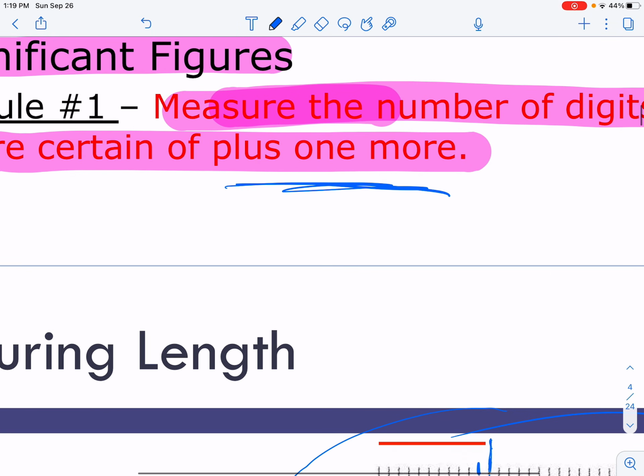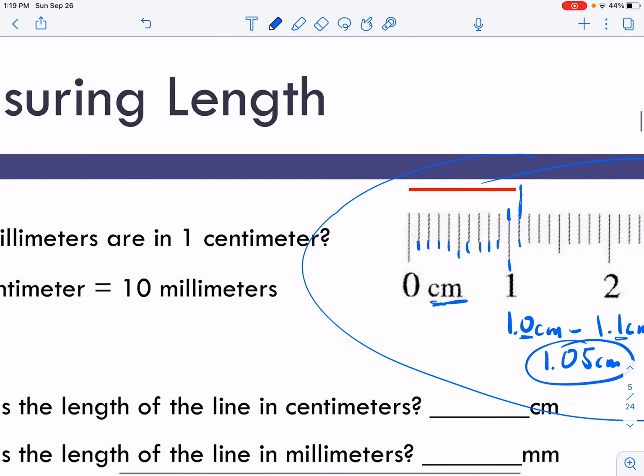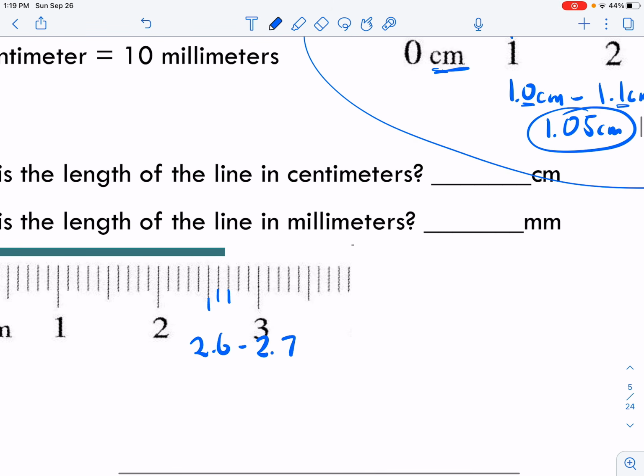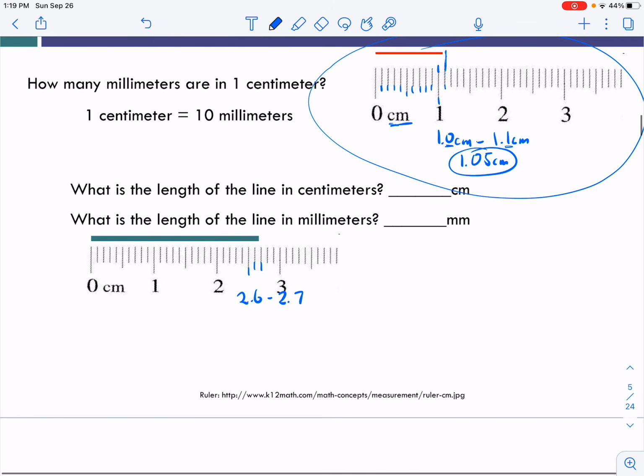So according to the rule, I measure what I'm certain of plus 1 more. All right, I'm certain it's between 2.6 and 2.7. It looks like it's directly between both of those. So I'm going to go ahead and write 2.65 centimeters. We can also change this to millimeters. A millimeter is a tenth of a centimeter, and so there's 10 millimeters in a centimeter. So to move that decimal over, it would be 26.5, and I'm going to teach you how to do that at the end of this lesson.